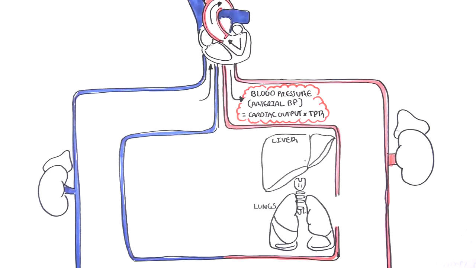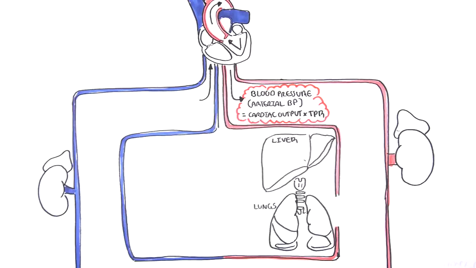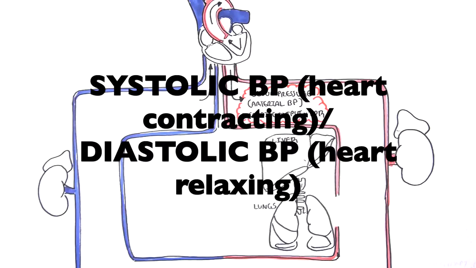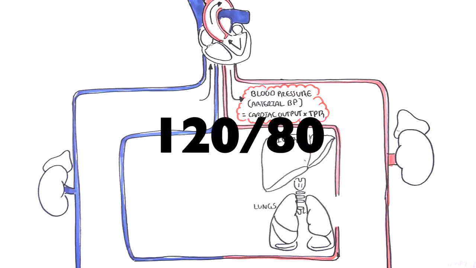To make things even more complicated, the blood pressure we know has two numbers, one on top called the systolic and one number on the bottom called the diastolic blood pressure. The systolic blood pressure is essentially the pressure in the arteries when the heart is pumping blood out. And the diastolic blood pressure is the pressure in the arteries when the heart is filling back with blood. Normal blood pressure is about 120 over 80.